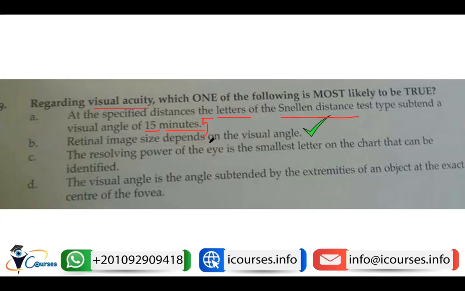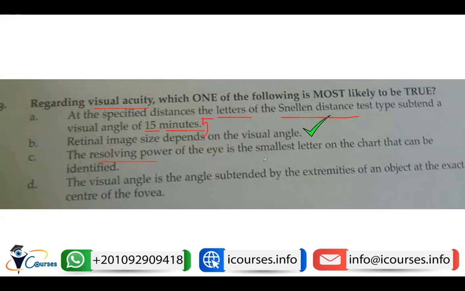This is correct, as we will also mention later on, that if you have an object which subtends a large angle at the visual angle, it will cause much more stimulation of the photoreceptors, causing a larger retinal image size, regardless of the size of the object itself. We will see an example now.